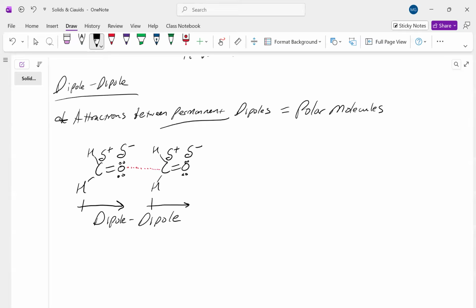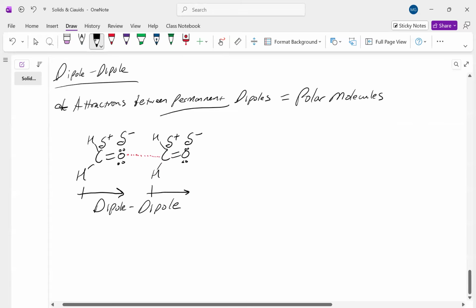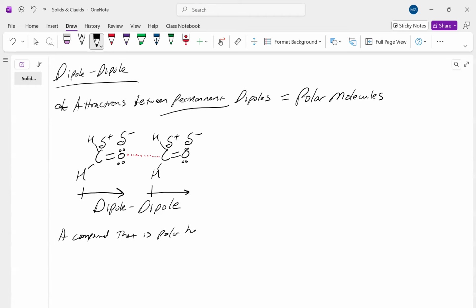Now, these are much stronger than London dispersion forces because they're based off of something that is permanent. It's not fleeting or temporary. These are permanent intermolecular forces. And so a compound that is polar has a much higher boiling point than something that is nonpolar.